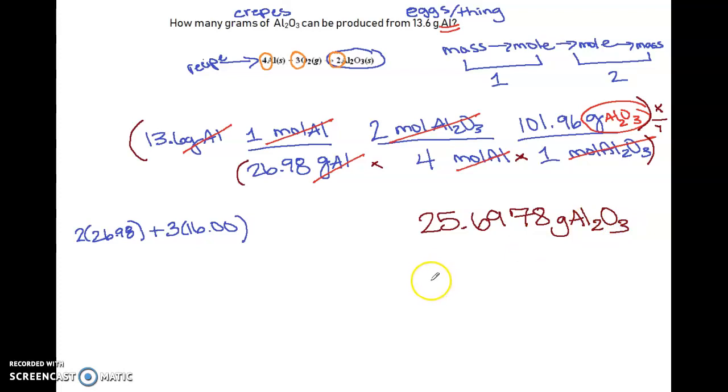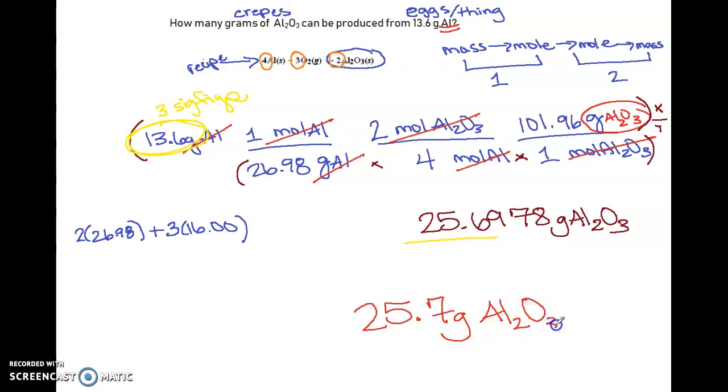Now, the final step that we should always do is to consider sig figs. So looking back through my problem, I have 4 sig figs. These are considered exact numbers. I have 5 sig figs here. This is only 3, so this is my weakest link. So 3 sig figs right there. So I'm going to round to 3 sig figs. So my final answer is going to be 25.7 grams of aluminum oxide can be produced if I started with this.